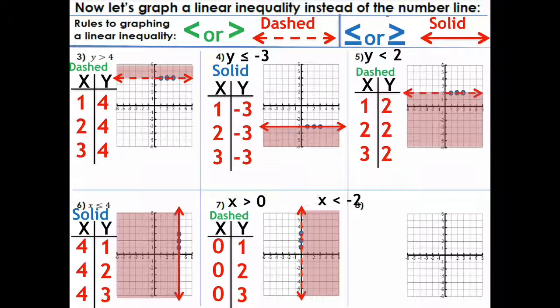All right, number 8, we have x is less than negative 2. Go ahead and graph this one on your own. First, you have to identify if it's dashed or solid. Make the number line and graph it.